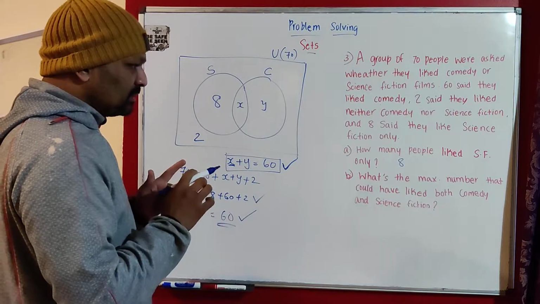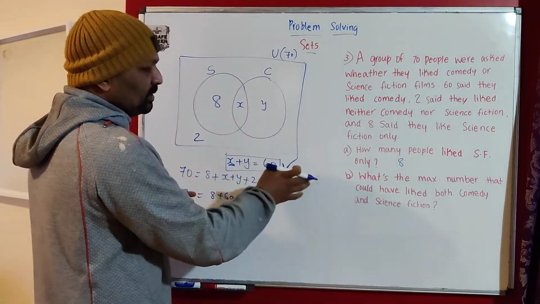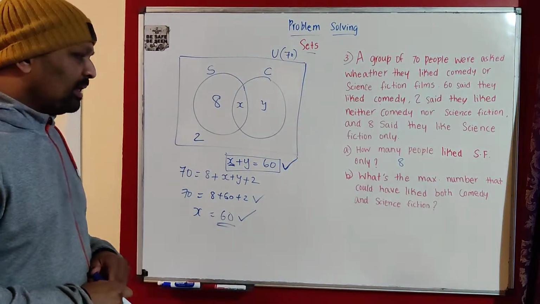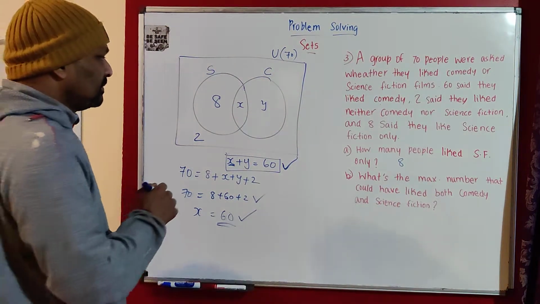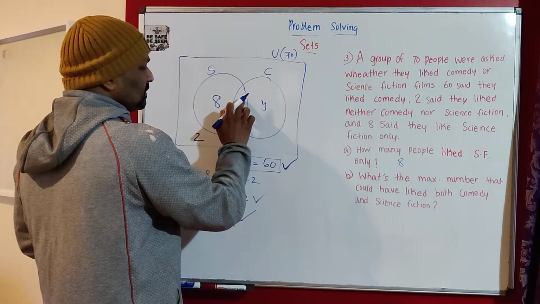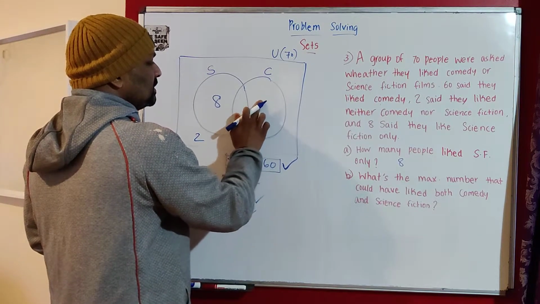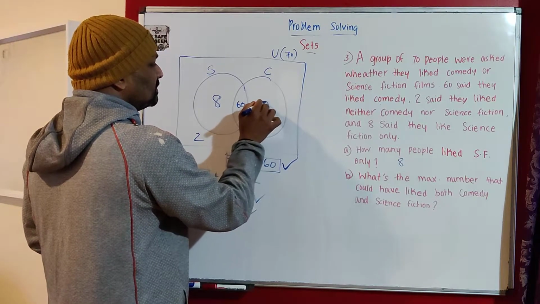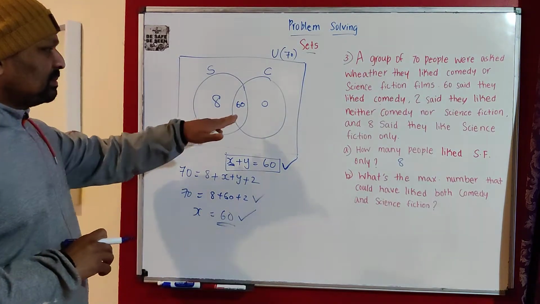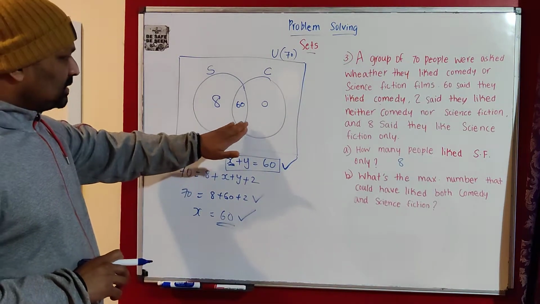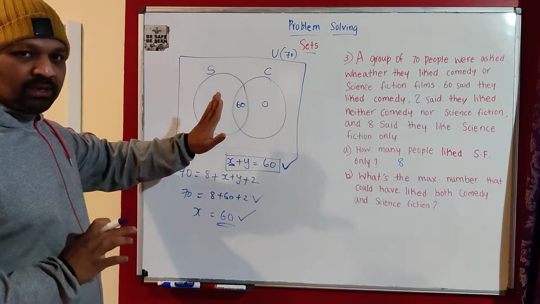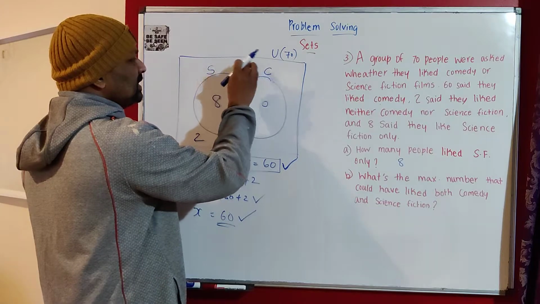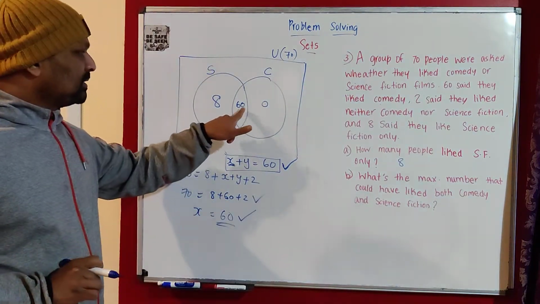So this is one possibility. This is not accurate. It's only telling the maximum number of people that could have liked both comedy and science fiction. So x is 60. Since he is asking the maximum number of people that could have, you can fill this Venn diagram like this. This is the maximum possibility, where the maximum number of people could have liked both science fiction and comedy. Those number of people are 60.